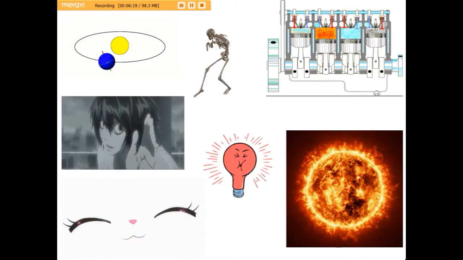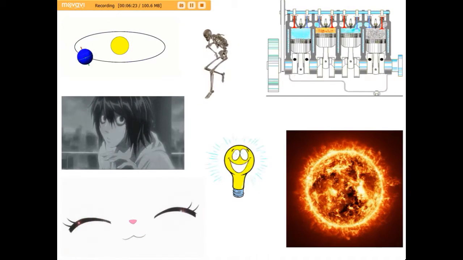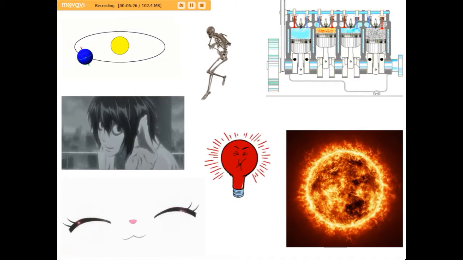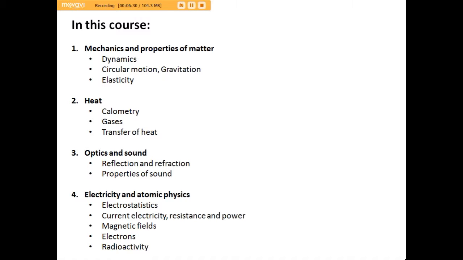Physics is all around us. From everything, like the way you're sitting right now, physics can be used to calculate that. So in this course, it's going to be structured like this. The first part is going to be mechanics, properties of matter. That's dynamics, circular motion, gravity, elasticity. Inside each of these points, there are other subtopics we'll be doing. Like under dynamics, we have velocity, we have forces, we have momentum, we have energy, and all of those things. So these are not the only topics we'll be doing. Inside them, there are other videos that will be included.